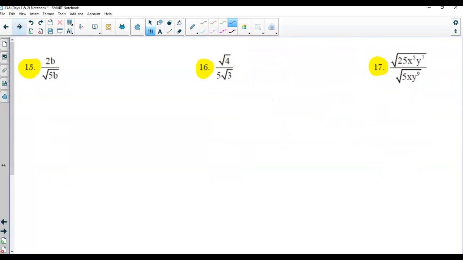So what I would like you to do is hit pause and give these 3 a try. And after these 3, there's only 3 more, but the last 3 are tough. All right? They're much more tough than these. Give them a shot. I'll be back.